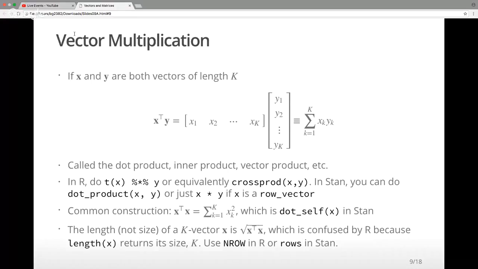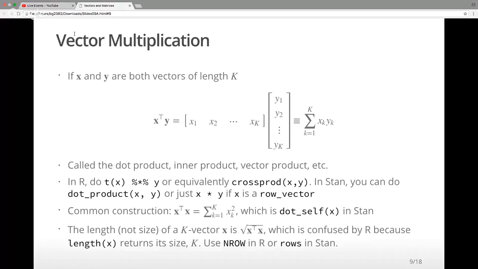Another thing, even though I've been saying it inconsistently, in a mathematical sense, the length of a vector of size k is defined to be the square root of the sum of squares of the elements in x. And this is a little bit confused by R as well as confused previously on the slides, because length x in R actually returns the size of the vector, k. So to avoid confusion, it's better to use the nrow function in R.